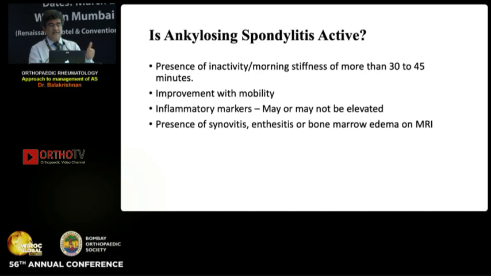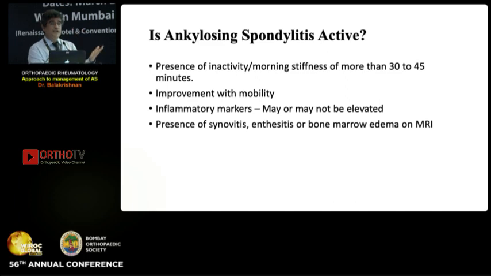Presence of activity: morning stiffness of more than 35-40 minutes, improving with mobility, inflammatory markers. In contradistinction to rheumatoid, somehow in ankylosing, the inflammatory markers do not seem to mirror the disease activity. So you have to be a little careful in analyzing them. And presence of synovitis, enthesitis or bone marrow edema. This is very important. MRI has been a brilliant tool. When the early disease is there, all of us pick up.